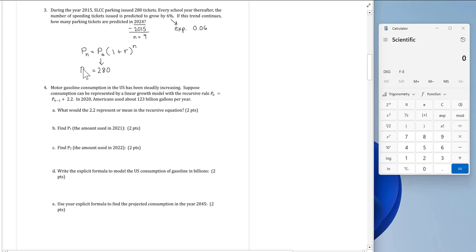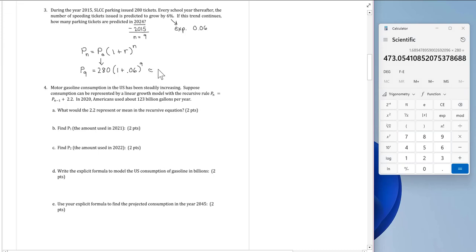I am trying to find the population, or the parking tickets, in 9 years. So I'm going to take 280 times 1 plus 0.06 to the 9th power. If you didn't have a fancy calculator with parentheses, you might want to start with 1 plus 0.06, hit equal, take that to the power of 9, and then times that by 280 to give you the answer.